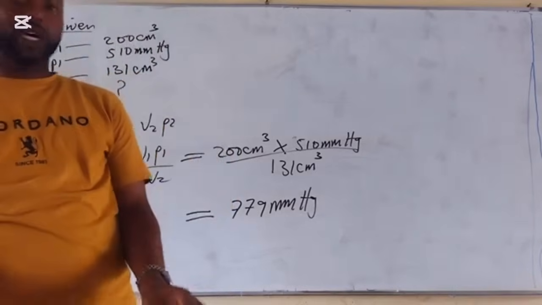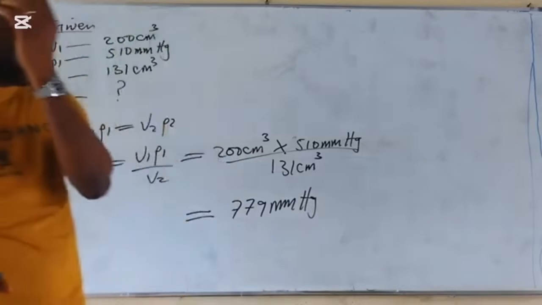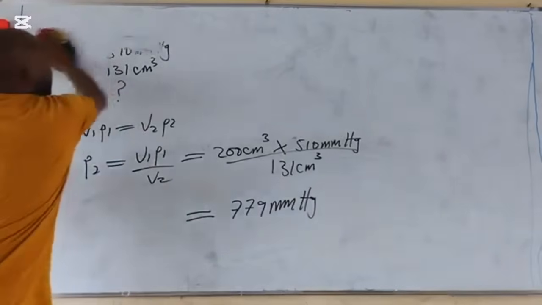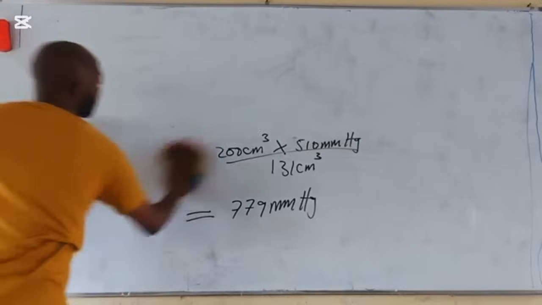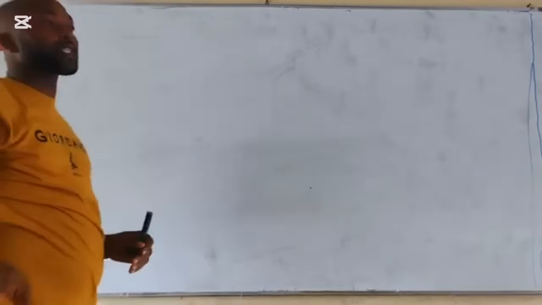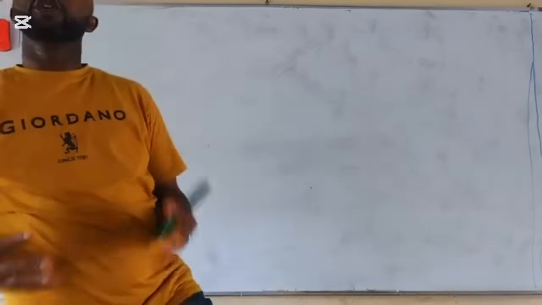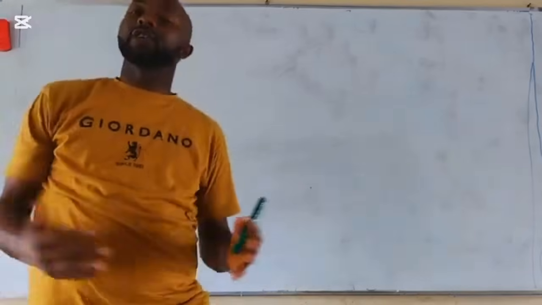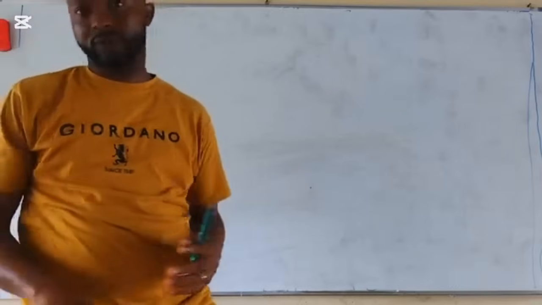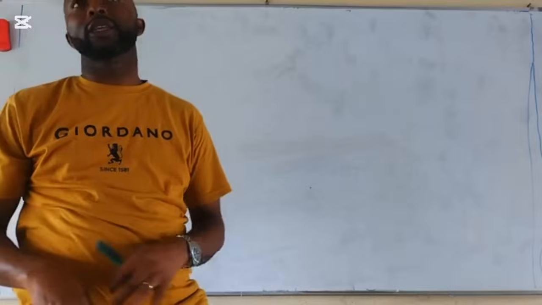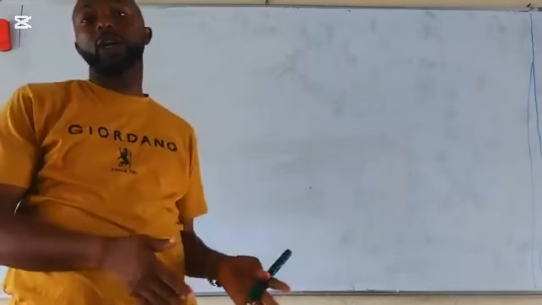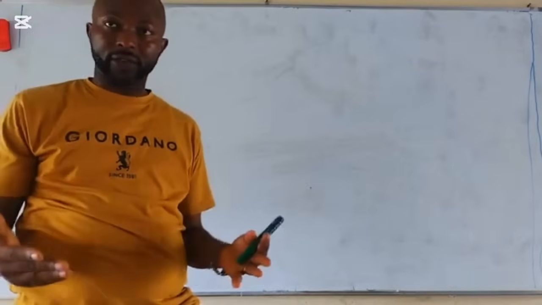Let's go to another law, Charles' law. Now, in Charles' law, we say the volume of a given mass of gas is directly proportional to its temperature in Kelvin if the pressure remains constant. In Boyle's law, the temperature was constant, but in Charles' law, the pressure is constant.